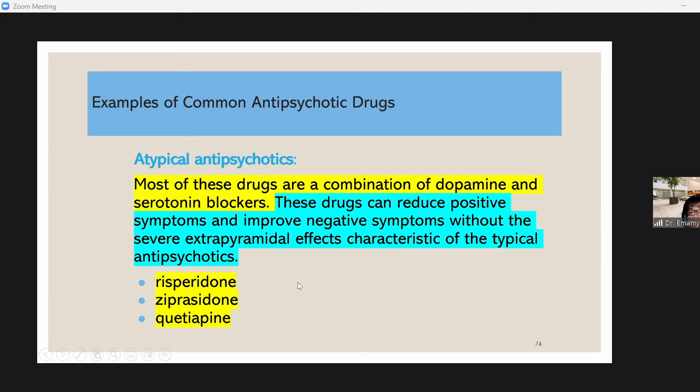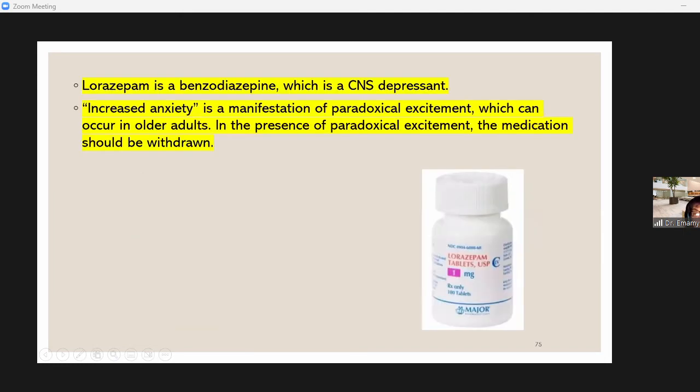They are atypical antipsychotics. For anti-anxiety medications, the most famous anti-anxiety or anxiolytic medications are benzodiazepines. Benzodiazepines, for example, lorazepam, clonazepam. I'm talking about their generic names.